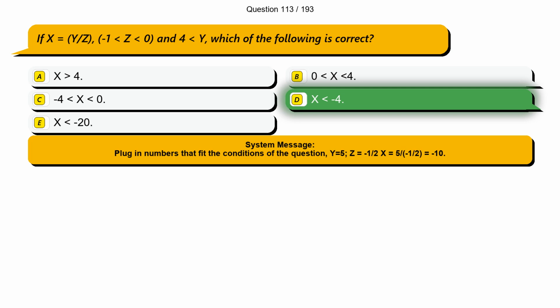Plug in numbers that fit the conditions of the question. Y equals 5, z equals minus 1/2, x equals 5 divided by minus 1/2 equals minus 10.